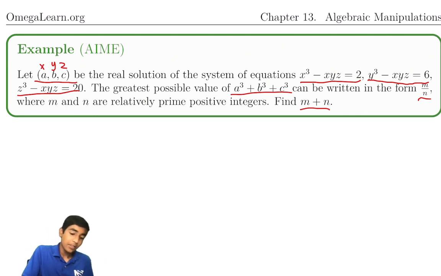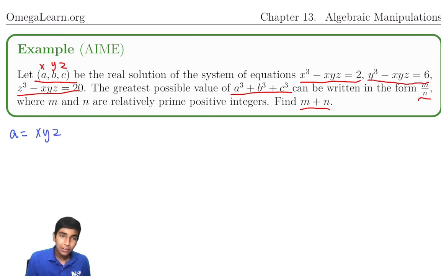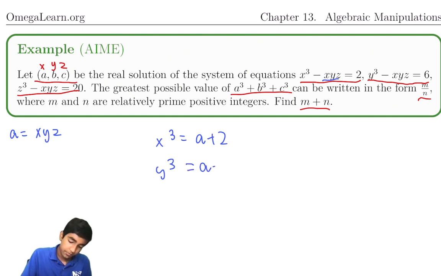Let's do this. Let's say that a equals xyz. And now, let's see what we have left. So x cubed minus a, because this is a, is equal to 2. So x cubed is a plus 2. y cubed minus a is 6. So y cubed is a plus 6.